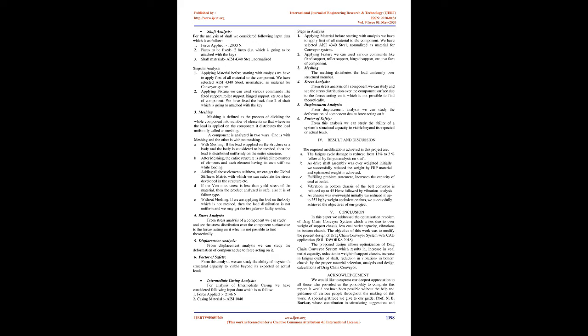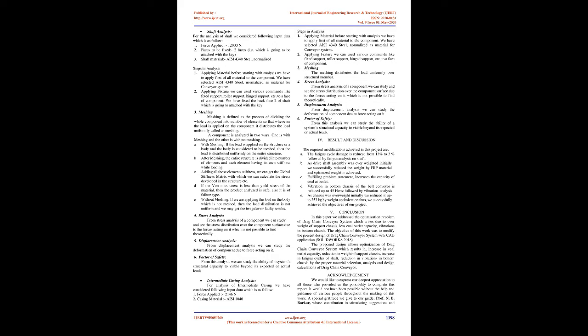Steps in analysis. 1. Applying material. Before starting the analysis, we first have to apply material to the component. We have selected AISI 4340 steel, normalized, as the material for the conveyor system. 2. Applying fixture. We can use various commands like fixed support, roller support, hinged support, etc. to a face of the component. We have fixed the back face 2 of the shaft which is going to be attached to the key. 3. Meshing.